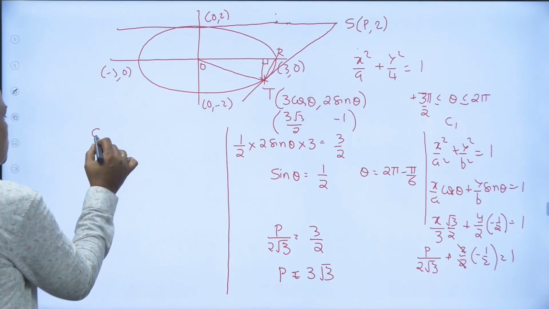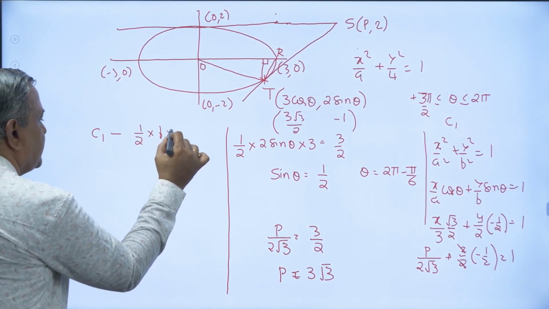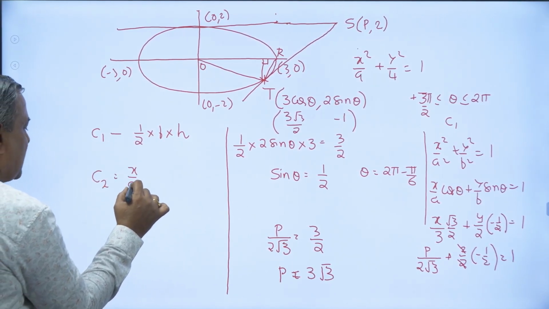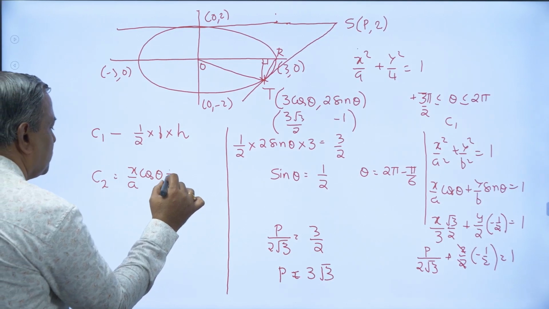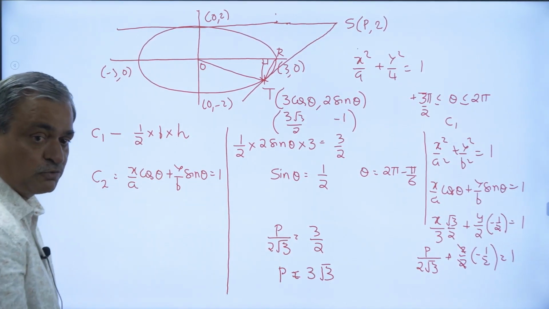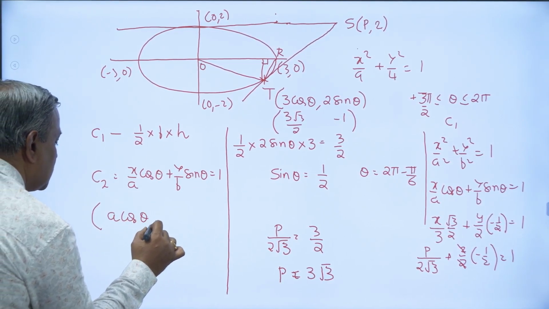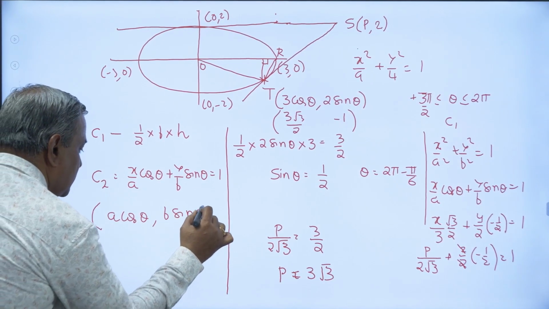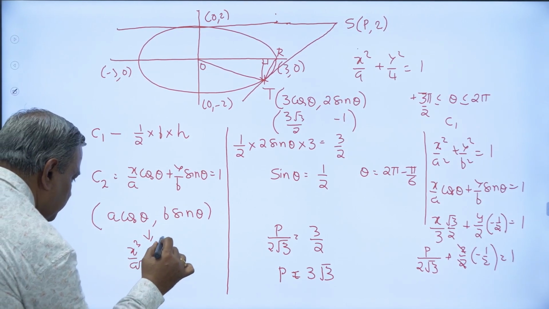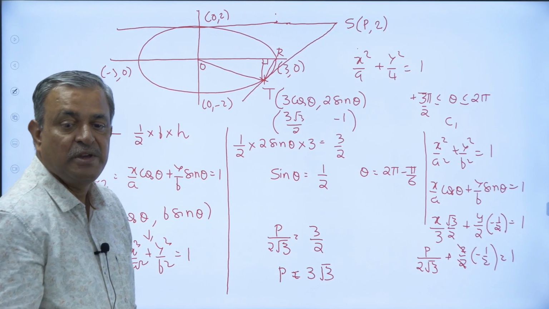Concept 1: you must know the area of a triangle, half base into height. Concept 2: the equation of a tangent, x by a cos theta plus y by b sin theta is equal to 1. Correct? Of course, the parametric form you must know for the ellipse, a cos theta, comma b sin theta, for the ellipse x square upon a square plus y square upon b square is equal to 1. These are the pieces of information we used.